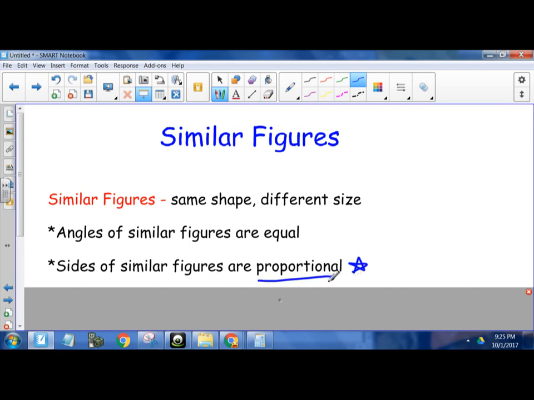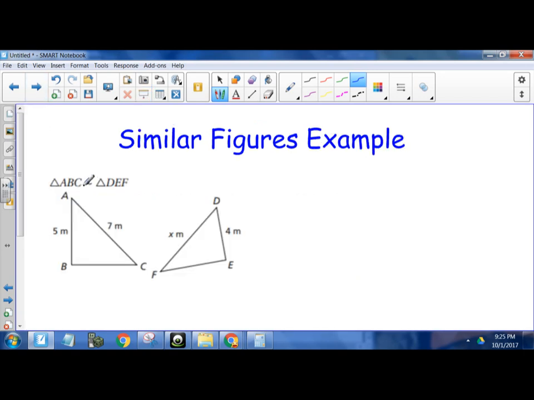proportionality of sides. To note something is similar, we use this little tilde, little squiggly line right here. I don't even know if that's called a tilde, but you can fact check me if you'd like. So this means similar. Okay, so the word similar is this little guy right here. So once you're told the triangle ABC is similar to triangle DEF, that means its sides are in proportion.